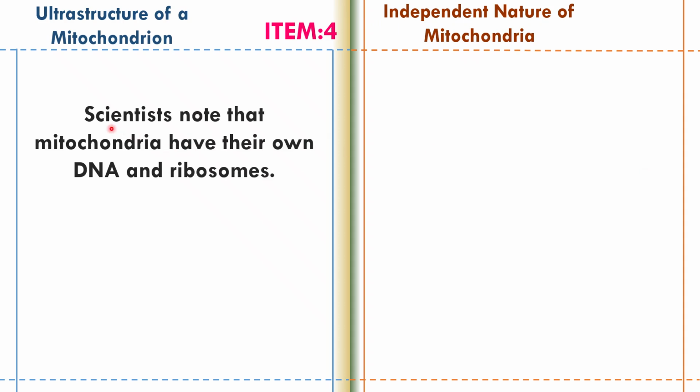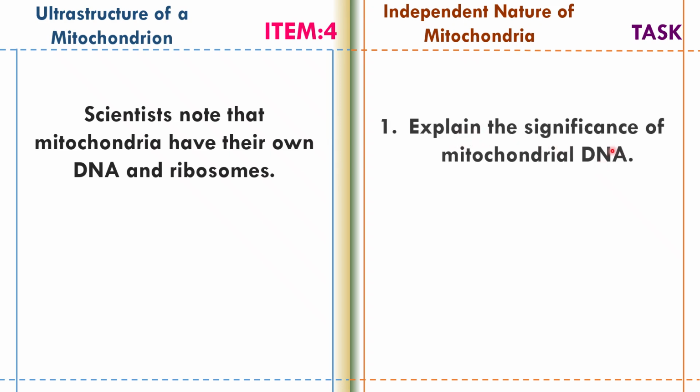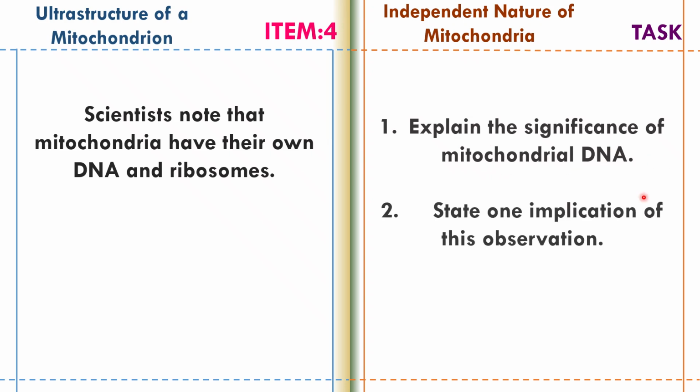Ultrastructure of a mitochondrion, item 4. We are going to look at the independent nature of mitochondria. Scientists note that mitochondria have their own DNA and ribosomes. Task: explain the significance of mitochondrial DNA. State one implication of this observation.